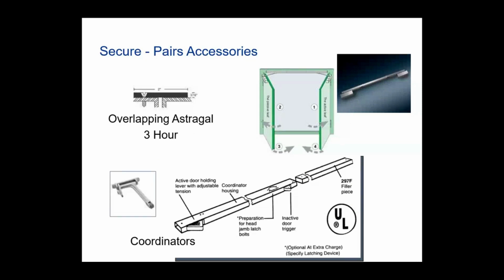Here's an example of a coordinator. What a coordinator does is, as the inactive leaf closes into the opening, the active leaf will be held open 5 to 10 degrees until the inactive leaf has a chance to close completely into the opening. And then it will depress a button. You see it on the left-hand side. It'll depress a button, and the active leaf will then be able to close into the opening.